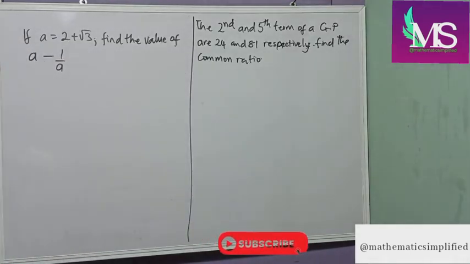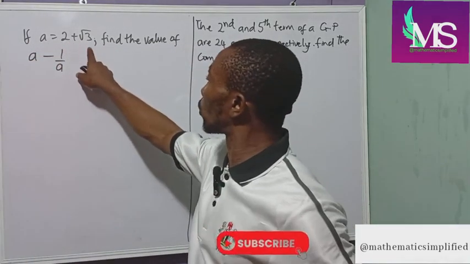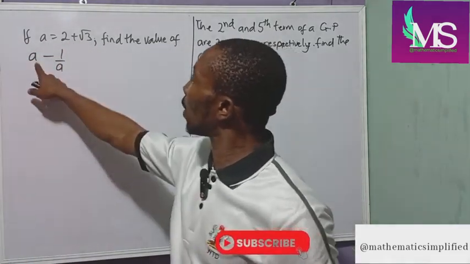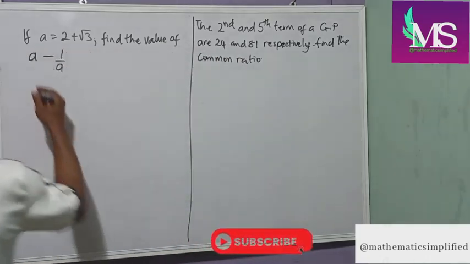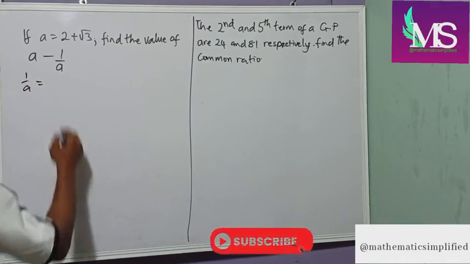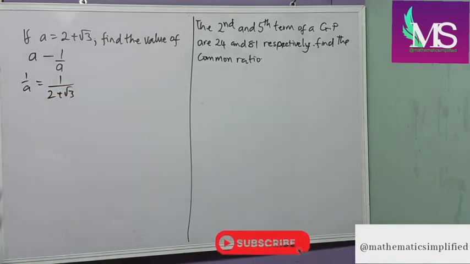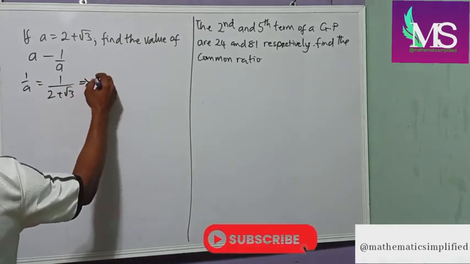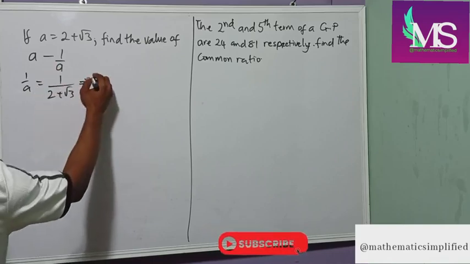Our next question says, if a is 2 plus root 3, find the value of a minus 1 over a. Okay, now in solving this, let's look for what the value of 1 over a would be. Now, value of 1 over a will be 1 over value of 2 plus root 3. Now, from here, we rationalize. And in rationalizing, all it simply means we multiply this with the conjugate of this.